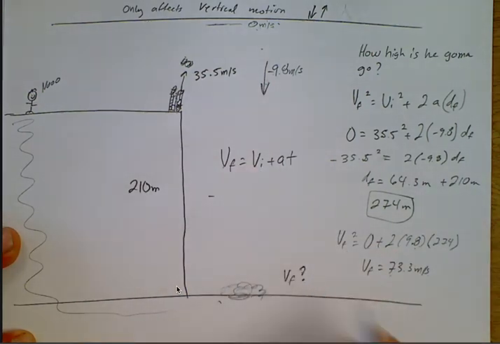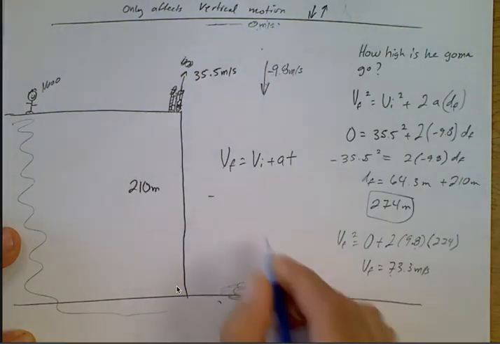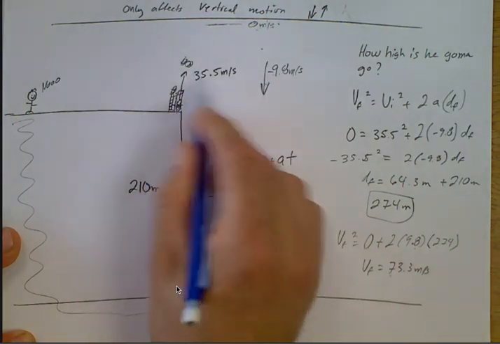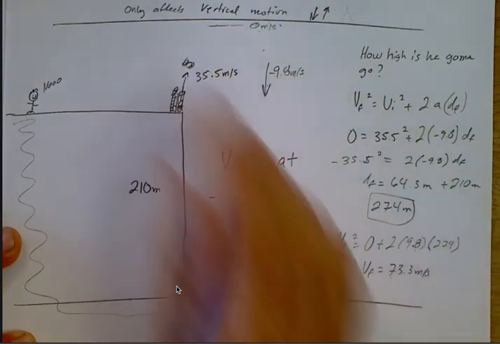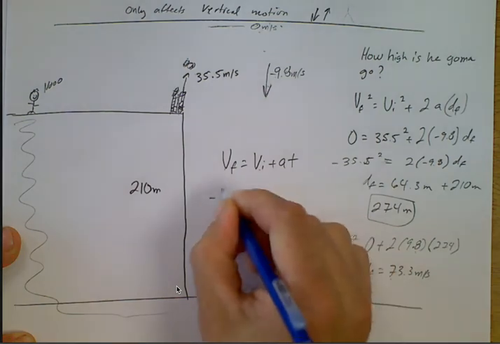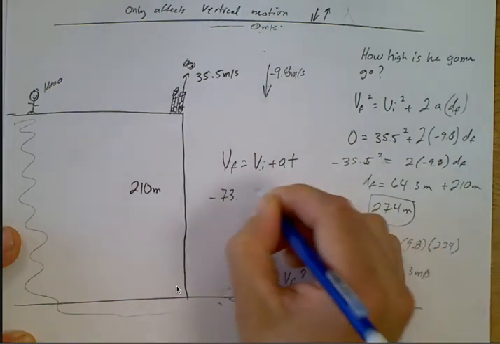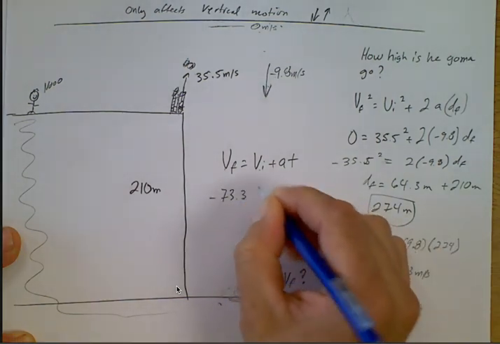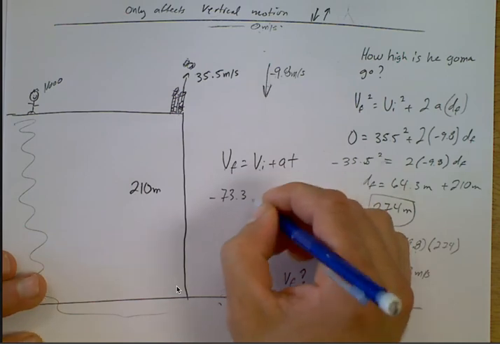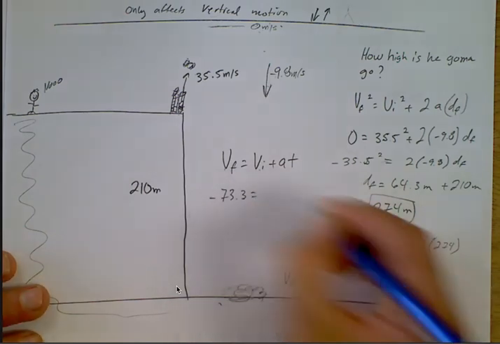Now, I need to define my direction. So my initial velocity is 35.5. I'm going to call that positive, and I'm going to call this negative. So negative 73.3. You could do it the other way around, but one of them has to be positive and one of them has to be negative for sure.